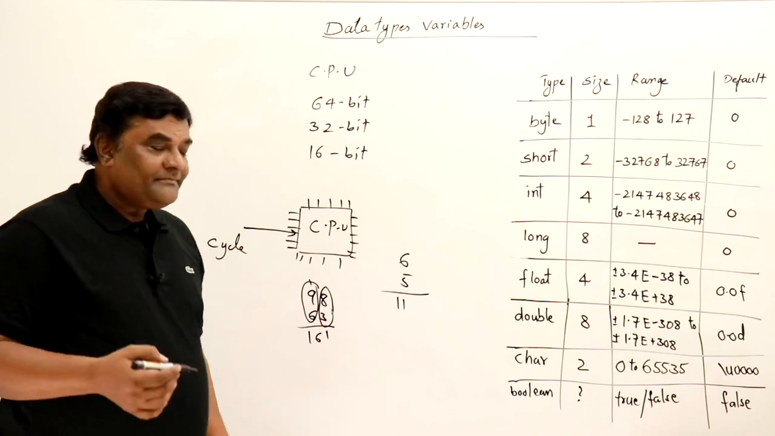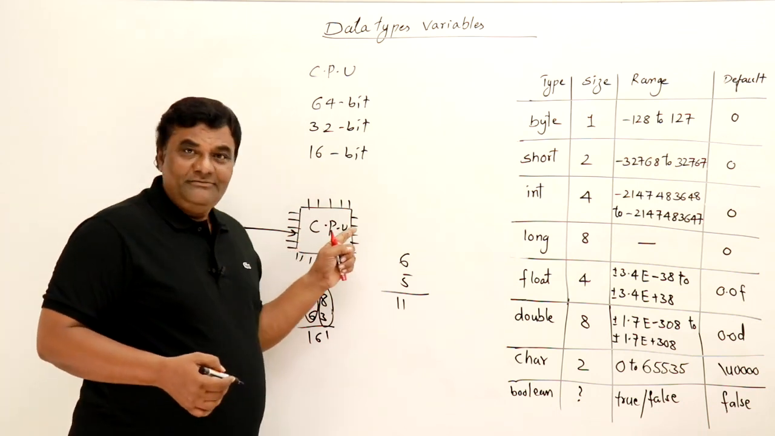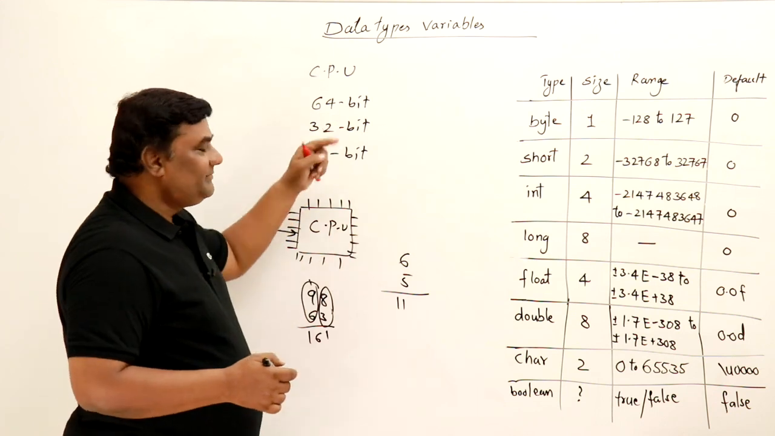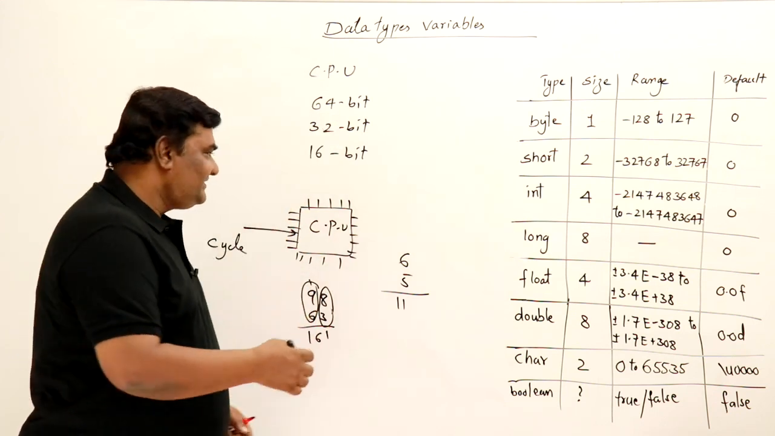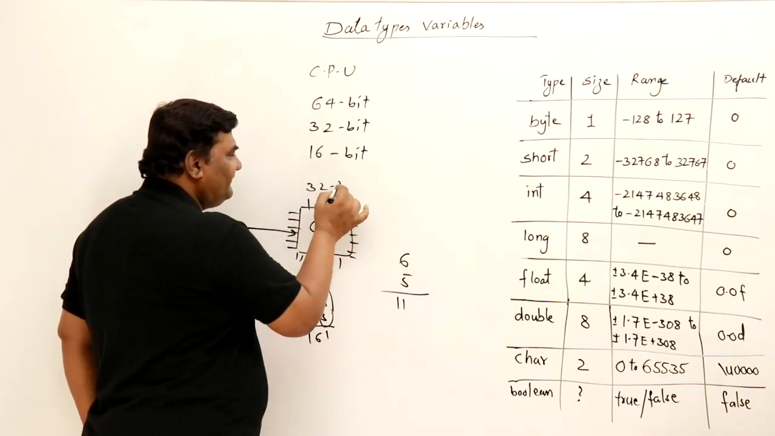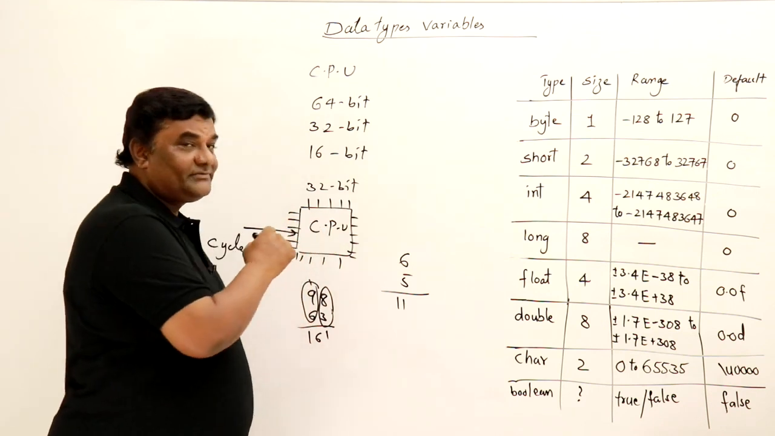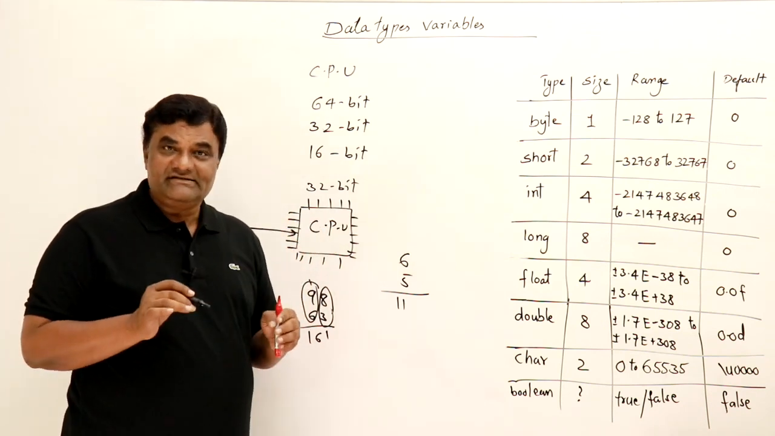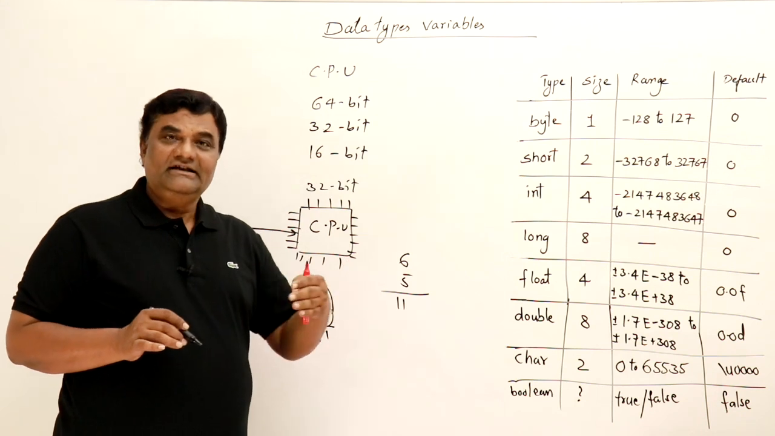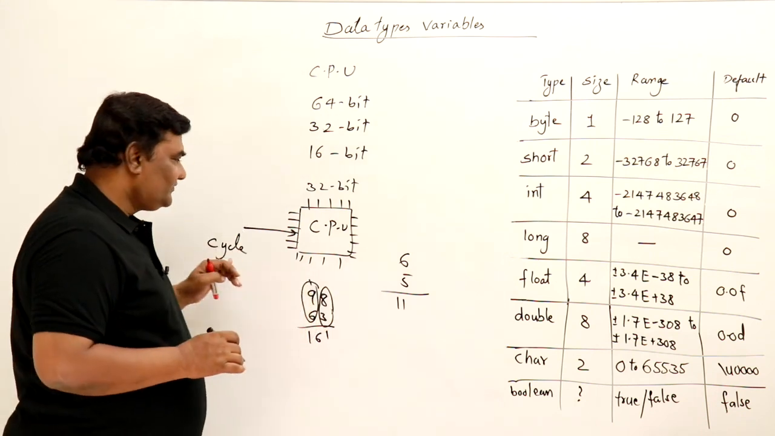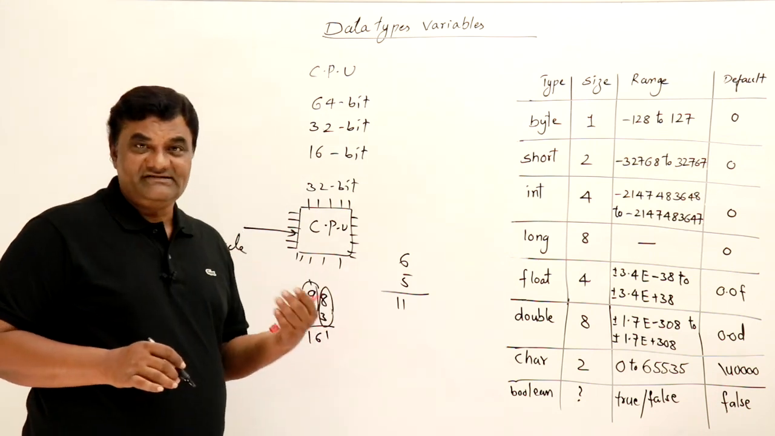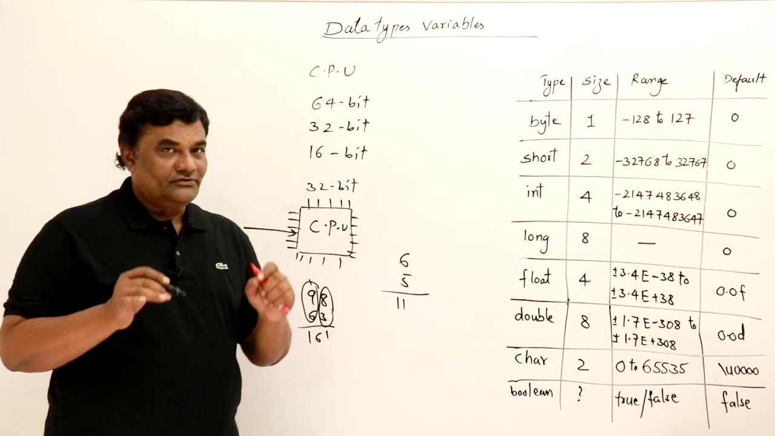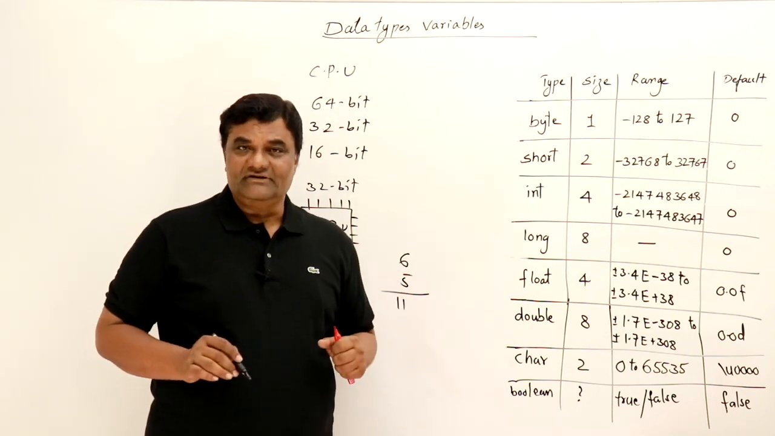In the same way, if you give a larger number to the CPU, larger than 64-bit, it will take 2 steps. And if the CPU is 32-bit and you give a larger number, it will also take 2 steps for processing that data. If the capacity of a processor is less and you give larger data, it has to take more than 1 CPU cycle. It cannot do it in 1 step. It has to do it in multiple steps, like we did. This is one of the concepts related to this.